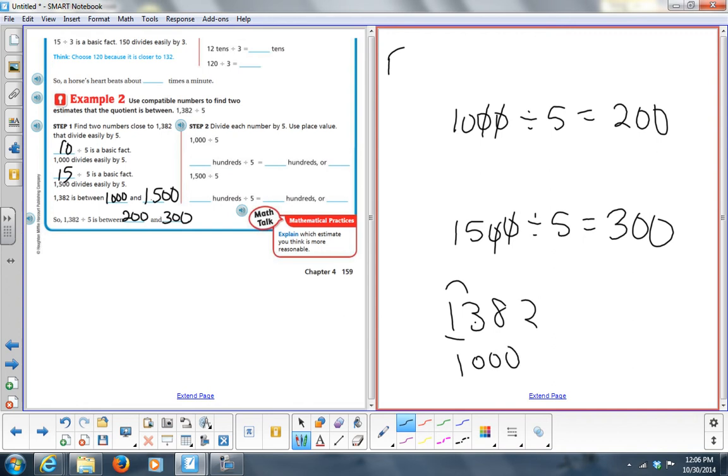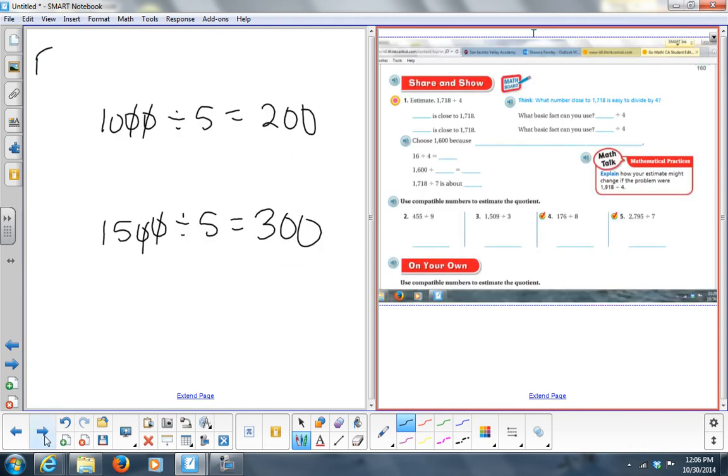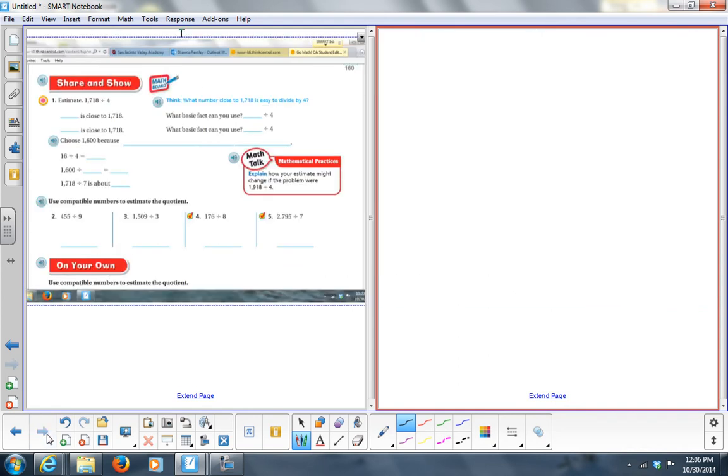Okay, so how do I go up? I can't round up, right? It's not about rounding. Make a high and a low number. Okay, let's do some of the examples.